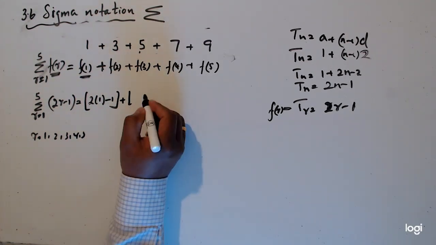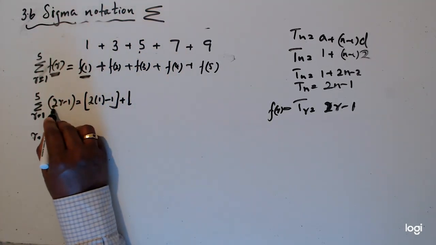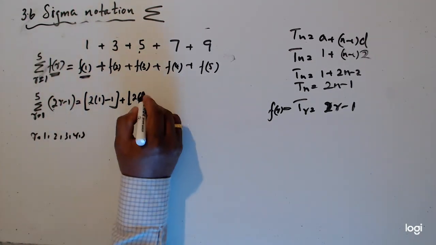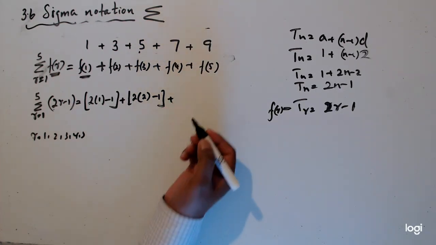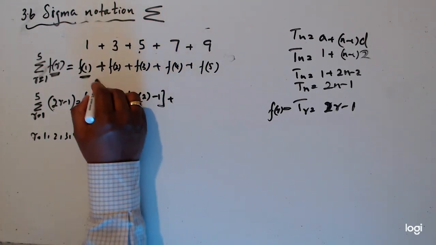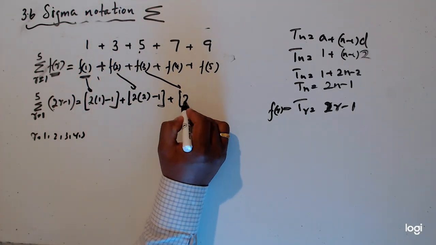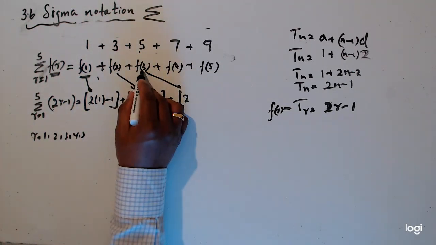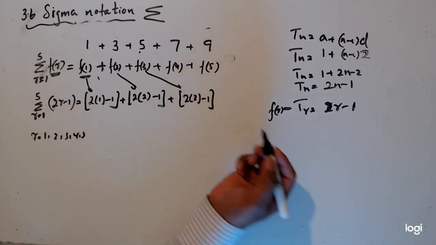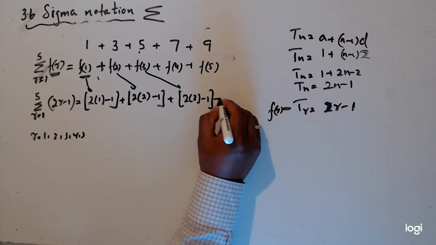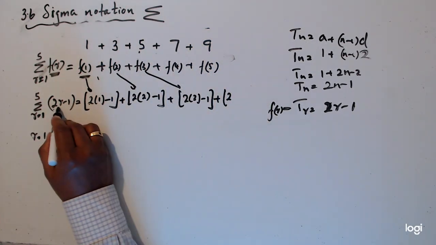Then what is f2? That is 2 times r, meaning 2 now, minus 1. Now f3, 2 times, now we have to put instead of r 3, 2 times 3 minus 1. And 4, 2 times r equal now 4.